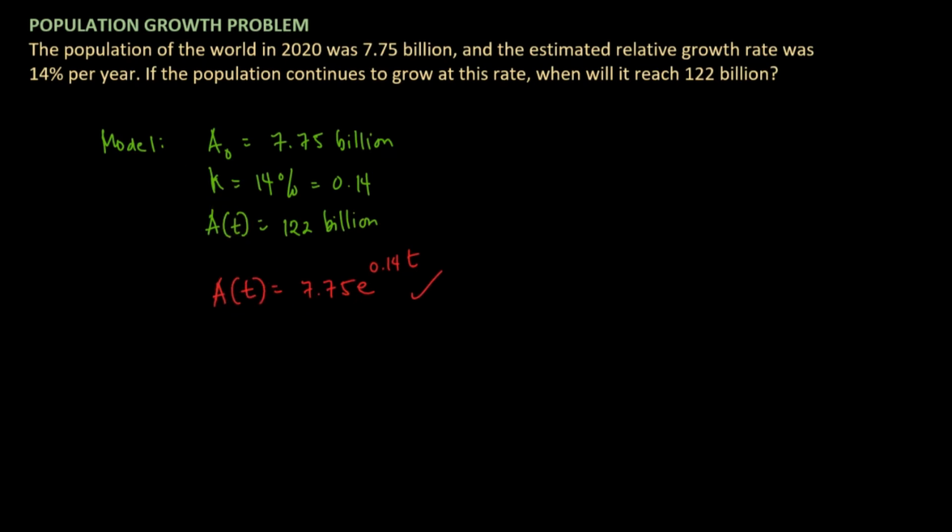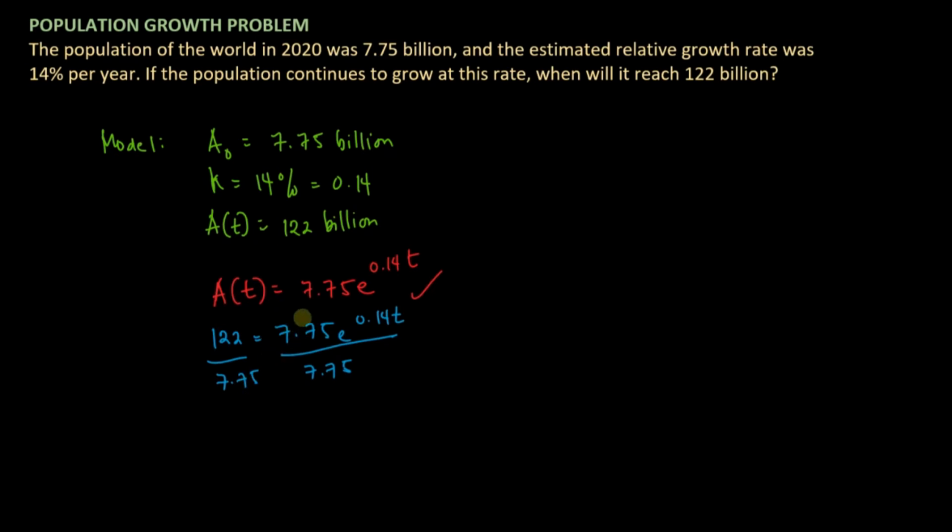So A of t is 122 billion, then 7.75 e raised to 0.14 times the time. Okay, so we do not put 000 because it will be cancelled already, because all the units here are in billions. So then we have to divide both sides by 7.75. I suggest na wag munang i-compute ito, use as is na lang muna para mas malapit sa exact yung ating makukuha na sagot.